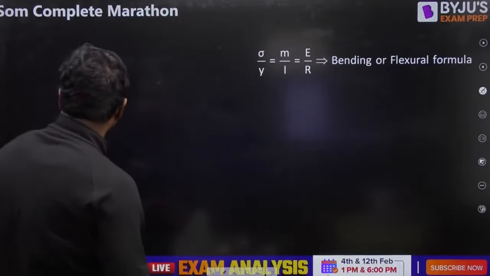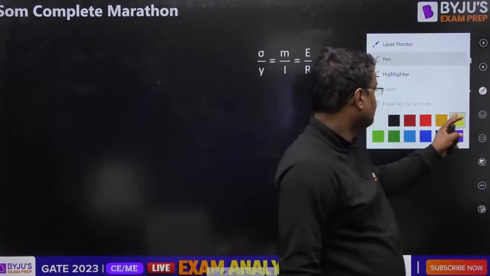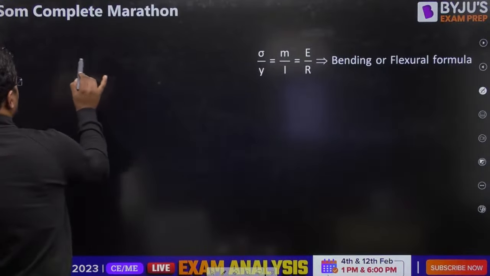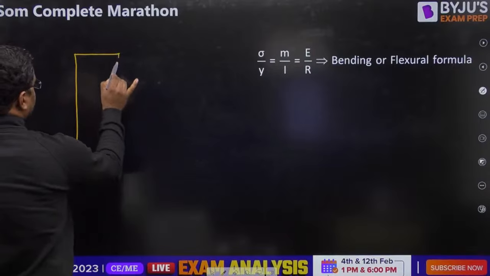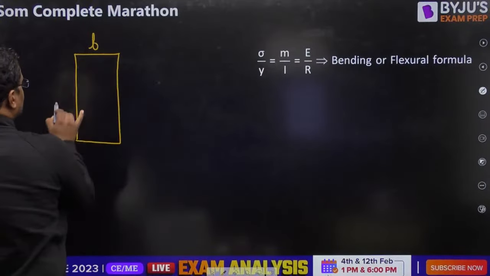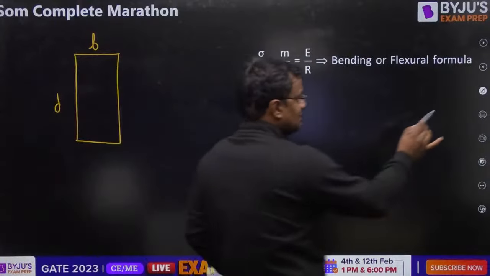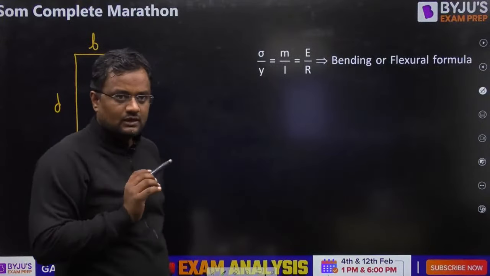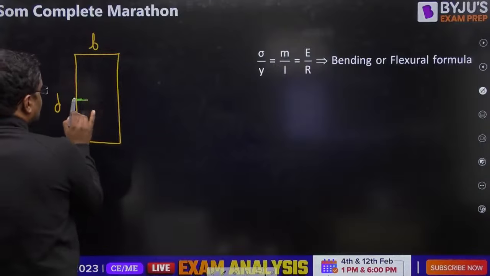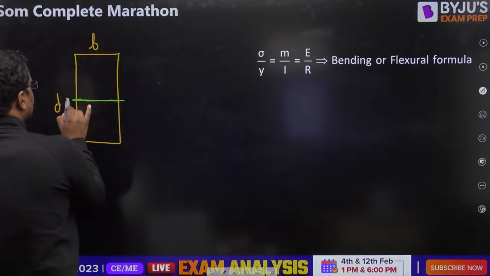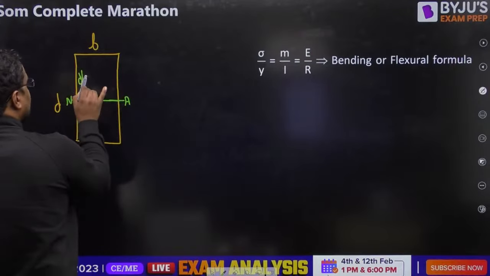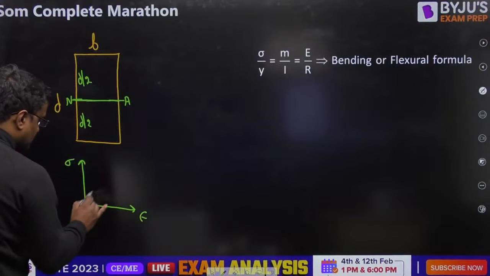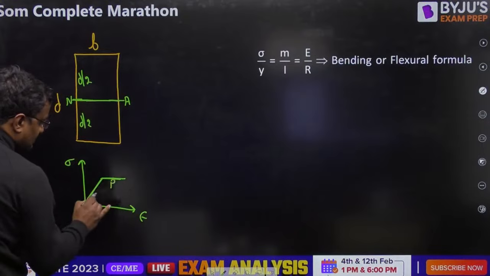Okay. Now, coming here, what is this, guys? Suppose this is the cross section of a beam. Suppose this is B, suppose this is D. Where is the neutral axis in the elastic case? In the elastic case, when stress and strain are linear, the neutral axis is at the centroid. That is our SOM. We are not going into the plastic case, this is the elastic case.